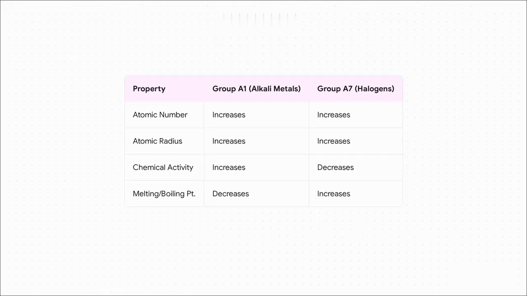And this is where the patterns just jump right off the page. As we go down the column for both of these families, the atoms get bigger. That makes sense, right? We're adding more electron shells. But check out what happens to their chemical activity. For the alkali metals on the left, which are trying to give away one electron, their reactivity actually increases as you go down. Why? Because that outer electron is getting further and further from the nucleus, making it way easier to let go of. But for the halogens on the right, who desperately want to grab an electron, the exact opposite happens. Their reactivity decreases. As the atom gets bigger, its magnetic pull on a new electron gets weaker. This is the predictive power of the table, right here in action.